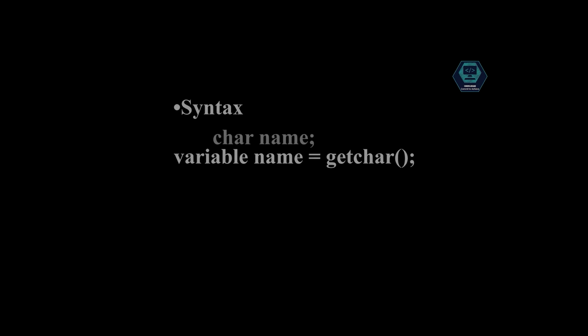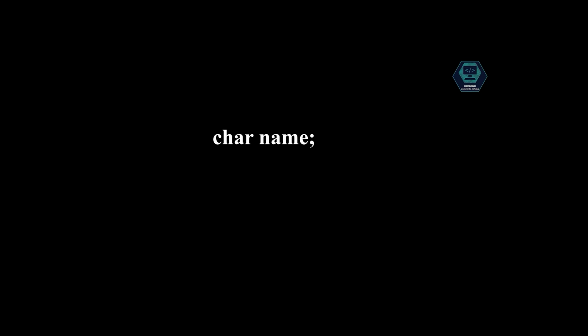For example, char name; name = getchar(); It means that getchar takes the character from the keyboard and then assigns this character to the name variable, which here you can see has been set to the character data type. So getchar reads a character from the keyboard and assigns that character to the name variable. So this is the use of the getchar function.